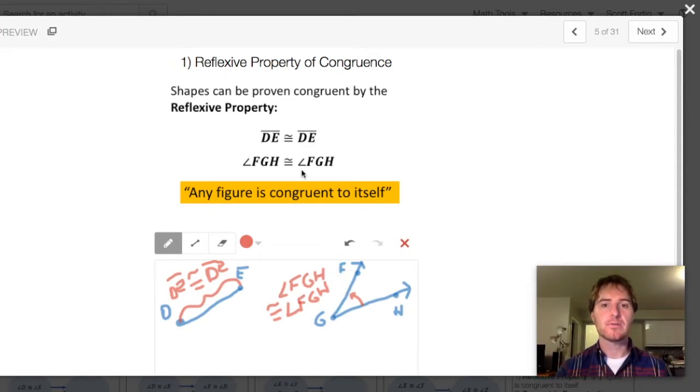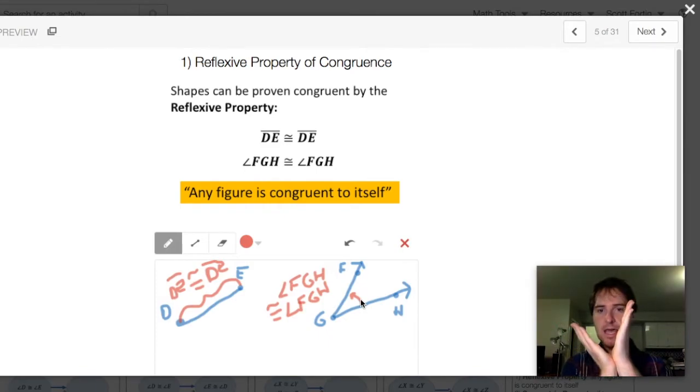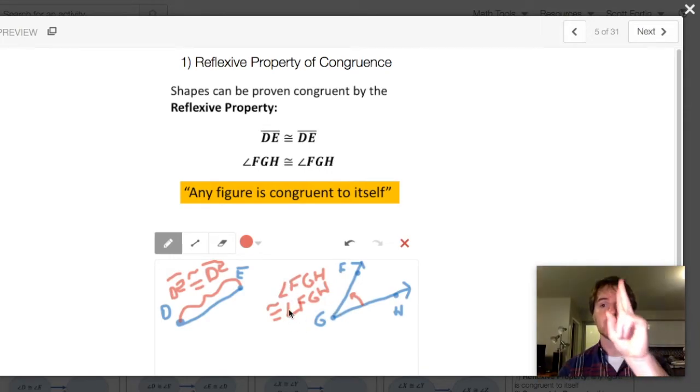Same thing here too, demonstrating this assumption, angle FGH. Well, that's going to have a certain amount of hinge to it, and how does that compare to itself? Well, it's the same hinge, and therefore, if it has the same angle measure, by definition this angle would need to be congruent to itself. So again, we're not talking about two angles right here. We're just talking about one angle, but an angle can be congruent to itself.